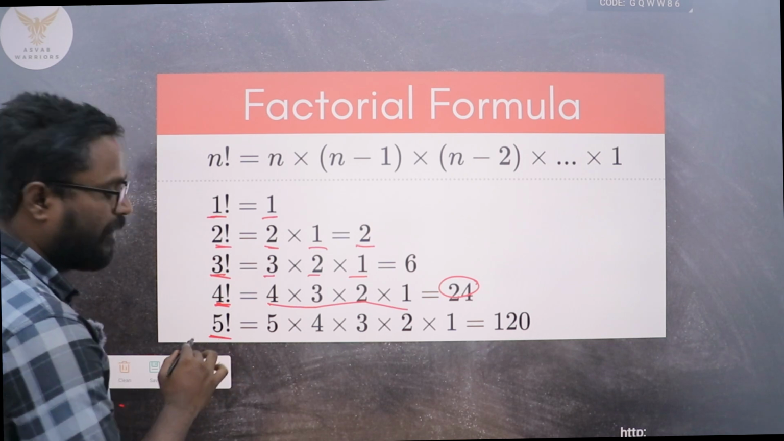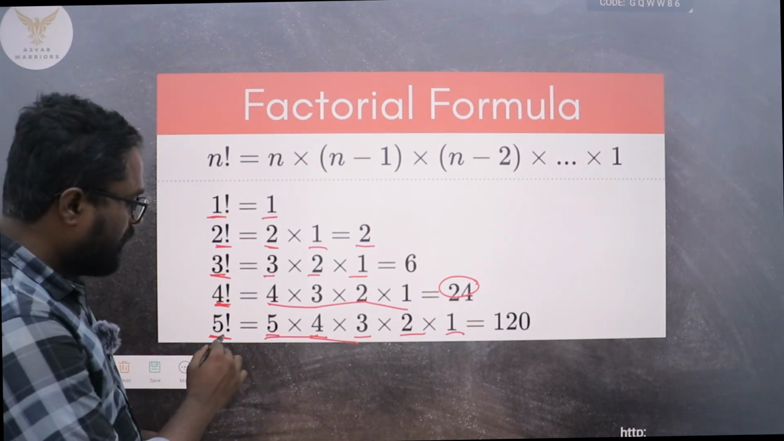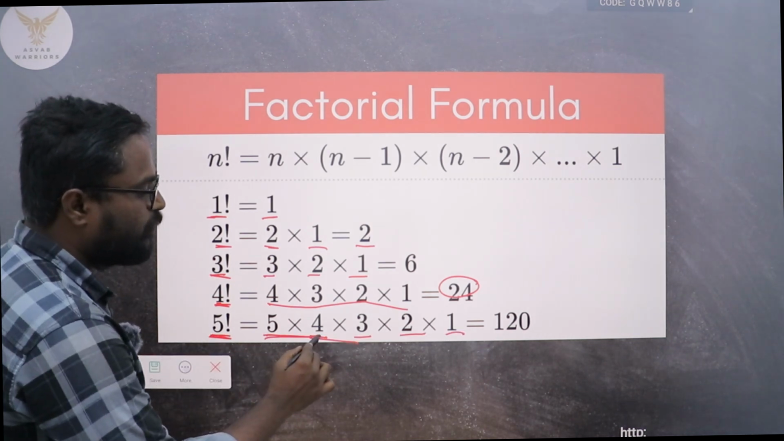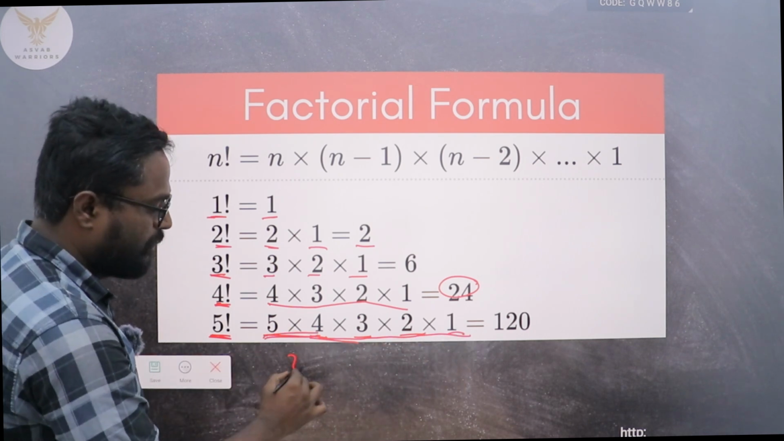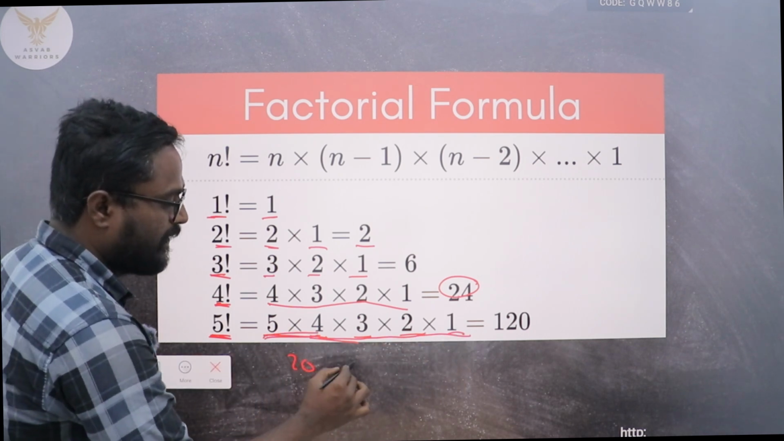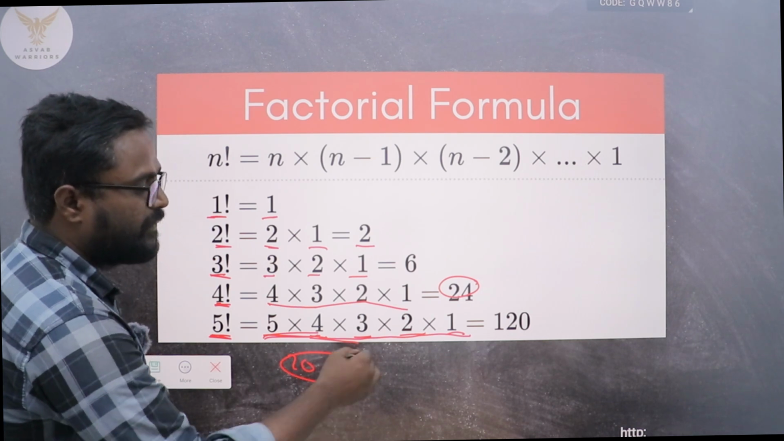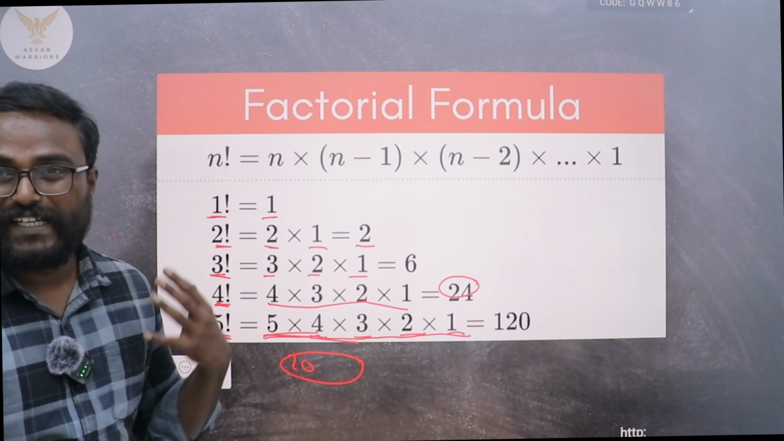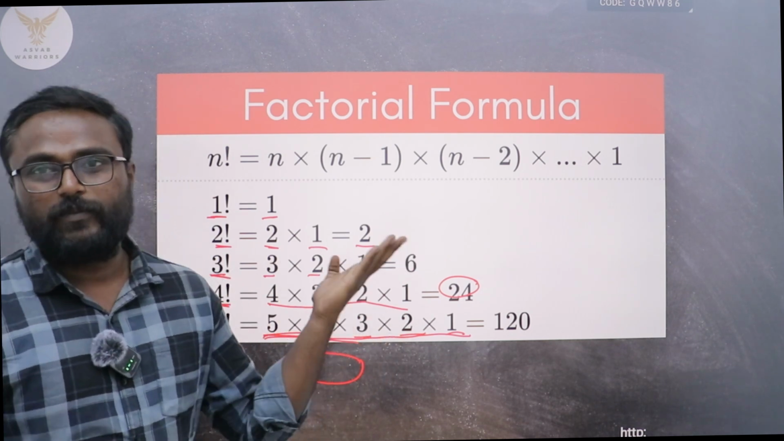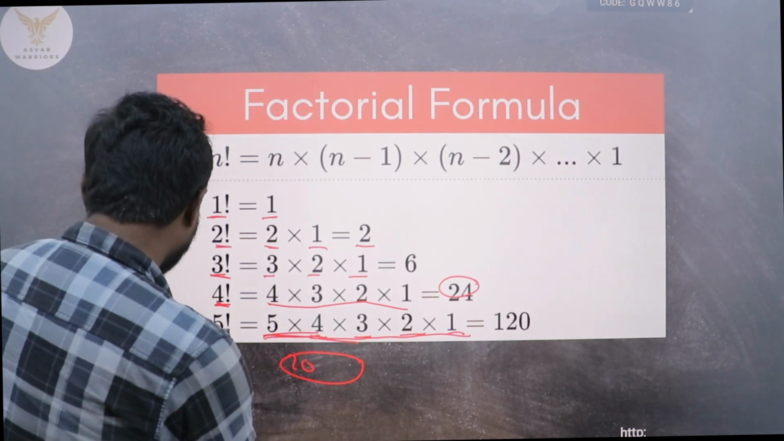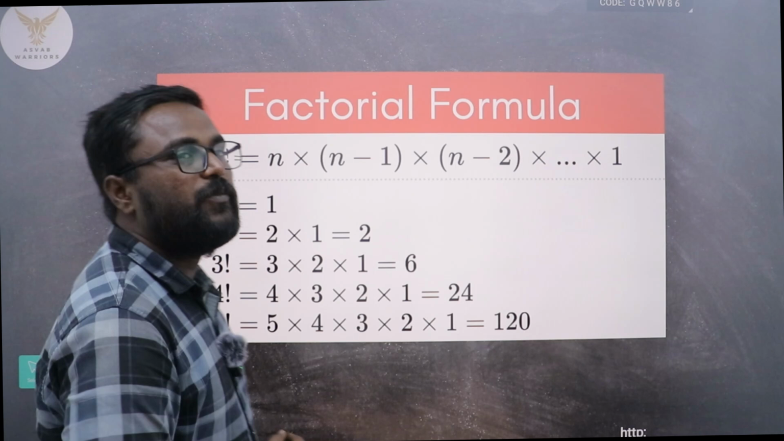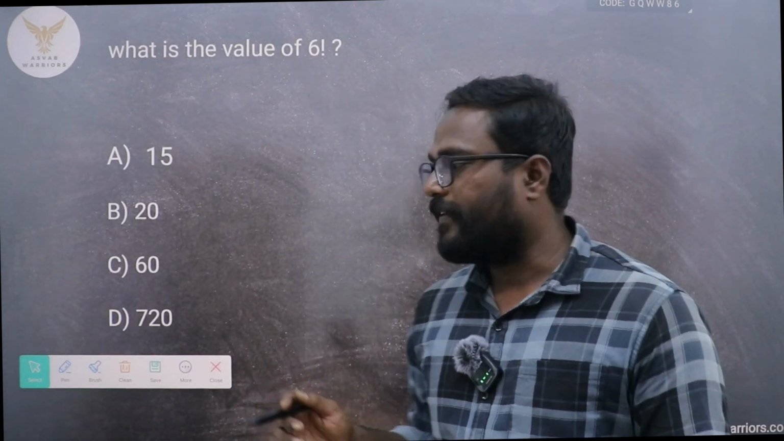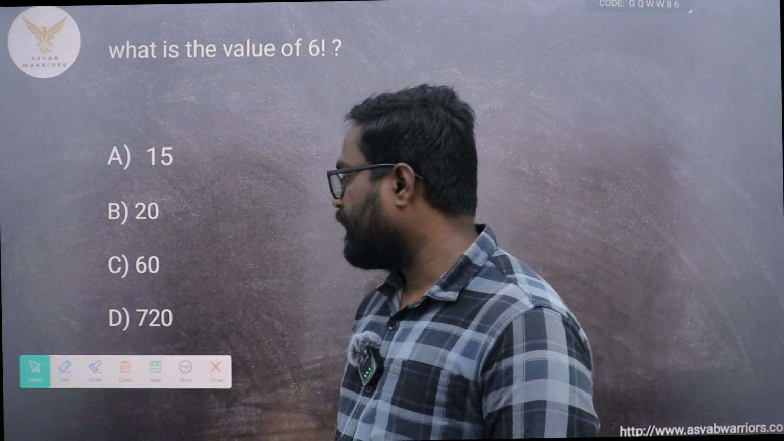Now factorial of 5 will be equal to 5 times 4 times 3 times 2 times 1. So 5 times 4 is 20, 20 times 3 is 60, 60 times 2 is 120, 120 times 1 is 120 only. I hope you understood this basic concept, and now we are going to solve some questions based on this concept. So let us try solving it, guys.